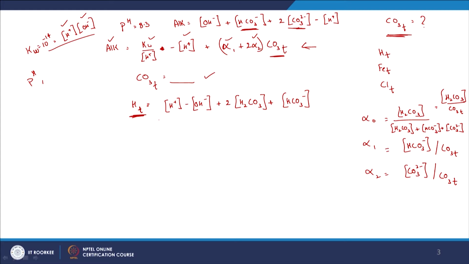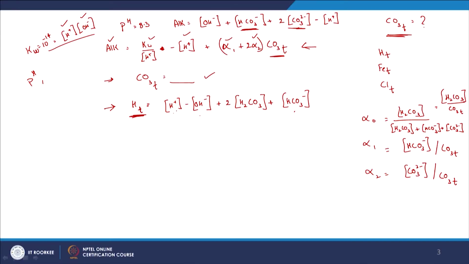Again, what does this mean? Obviously by this time we should know that H will be in the form of either H plus, OH minus, H2CO3 or HCO3 minus. So even though the individual concentrations of these species might change, the total H will always be constant. That's what we understand here.